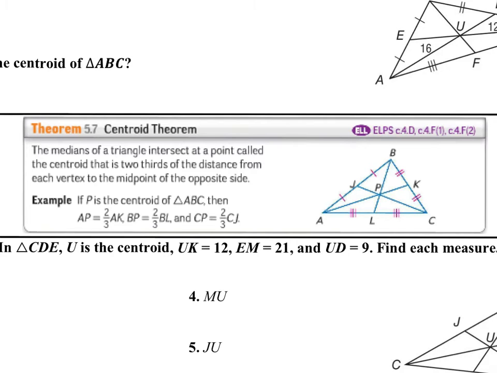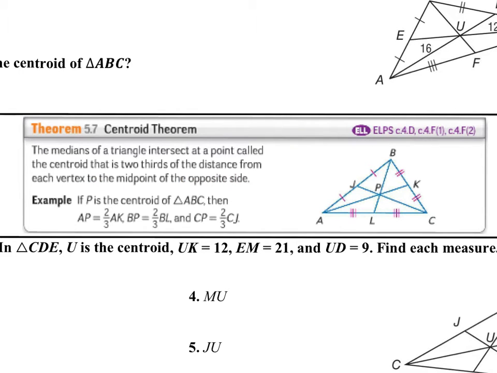So now let's talk about the centroid of the triangle. Right? So the centroid is the point of concurrency of all the medians. And so we have something that we can extrapolate from that called the centroid theorem. And that states that the medians of a triangle intersect at a point called the centroid that is 2/3 of the distance from each vertex to the midpoint of the opposite side.